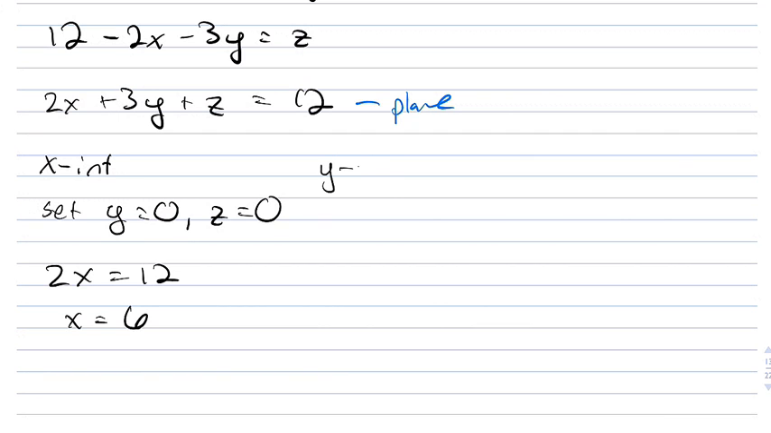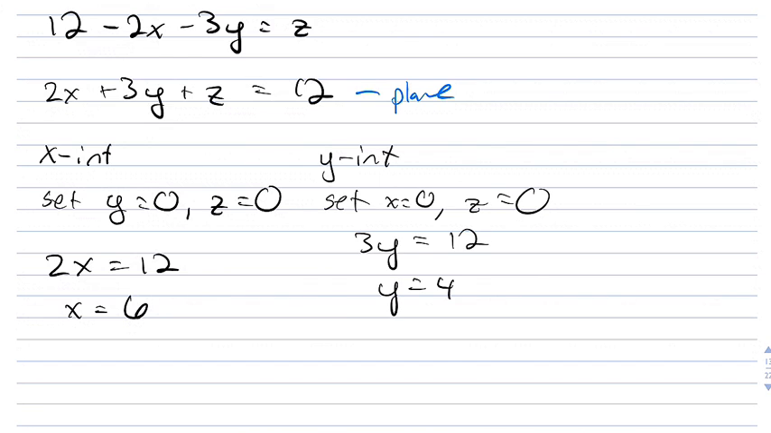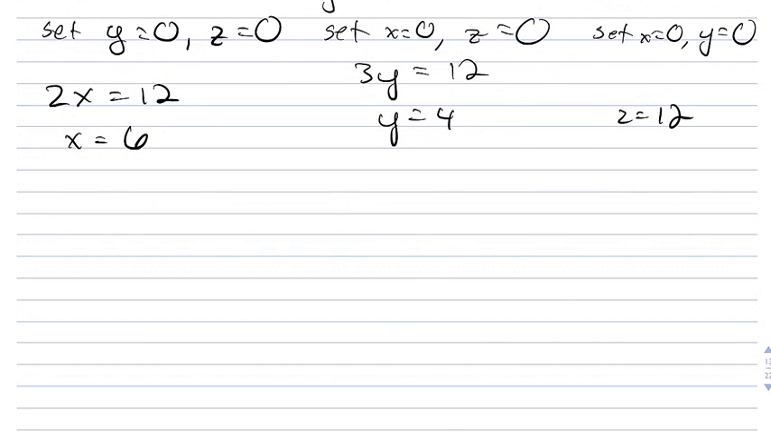And then let's look at the y-intercept. We would set x to 0 and z to 0. When both of those are 0, we'll have 3y = 12, so y = 4. And for the z-intercept, we would set x to 0 and y to 0, so we get z = 12. If we wanted to sketch this plane, we would just plot these three intercepts. Those three points define our plane.